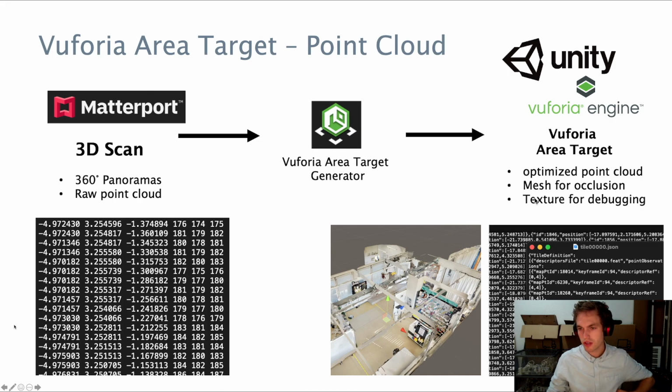Then it also generates a mesh for occlusion. You will see this later in the tutorial, and there's also texture for debugging. So you have a world like this in the Unity editor. You see this is very helpful to do the debugging, so you don't have to go to where you want to deploy your app. You can just run it in your editor and do it from home, for example.